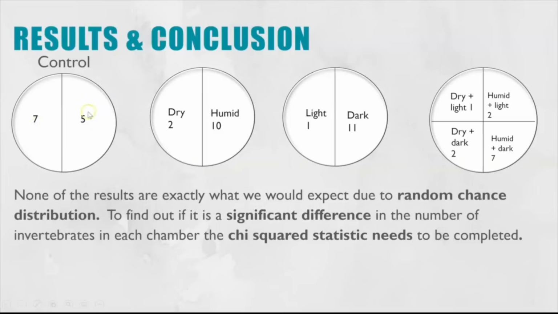But as we said, some of these slight variations from what we might expect are due to random chance distribution as well. So what we need to find out is the differences that we see between each of these chambers. Is it significant or not? And to work that out, we have to do a statistic. And in this case, it'd be the chi-squared statistic.